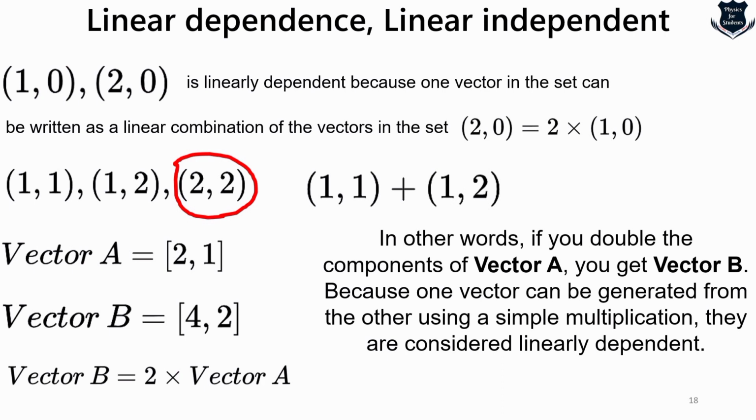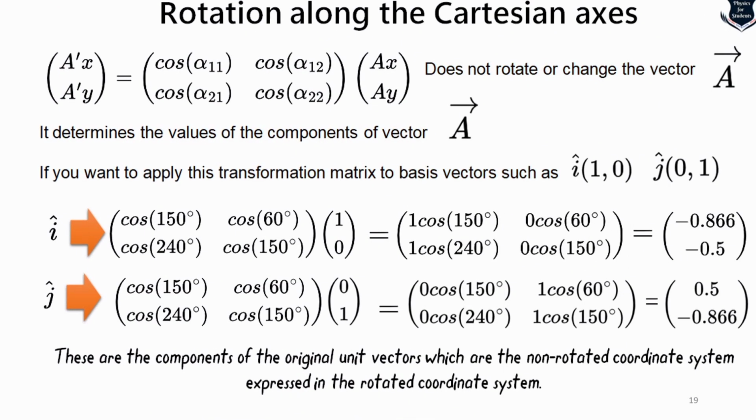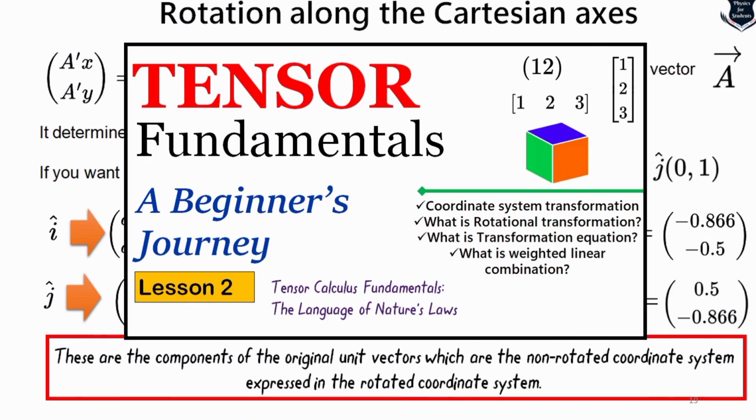Okay, at this part of the video, I would like to draw your attention to one of my previous videos, lesson 2, and I would like to show you something very important. This was basically what I did in the earlier video. Note the thing at the bottom is important. I have shown the components of the original unit vectors, that means from the non-rotated coordinate system, expressed in the rotated coordinate system. This is important, number one. Second, if you have missed it, I have given you this thumbnail, lesson number 2. It gives you the actual derivation and the idea of why this is important.